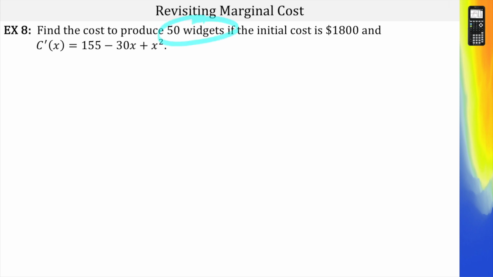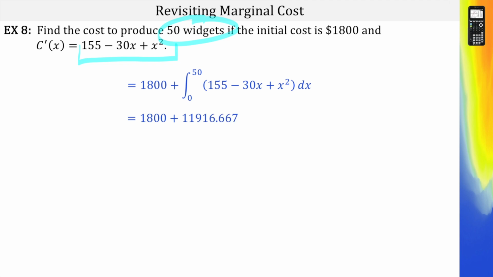So starting with the initial cost of 1,800, we just need the area under the curve of c prime of x from 0 to 50, which would give us a cost of about $13,700.